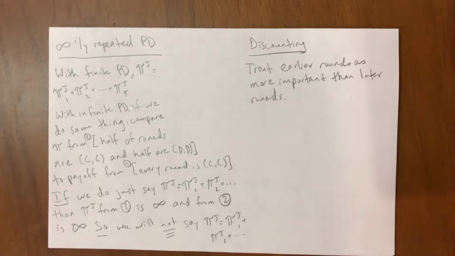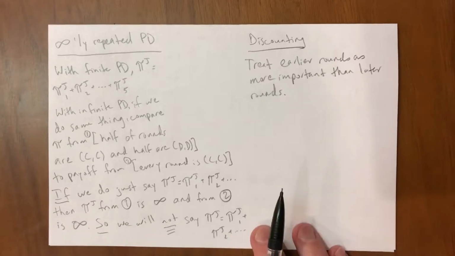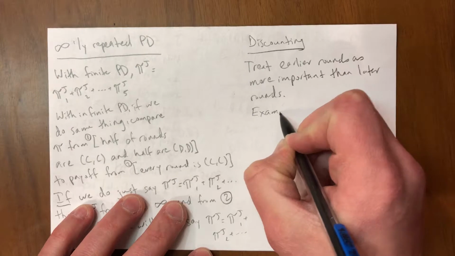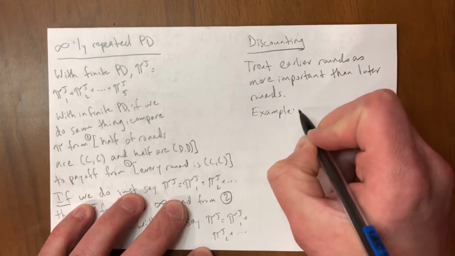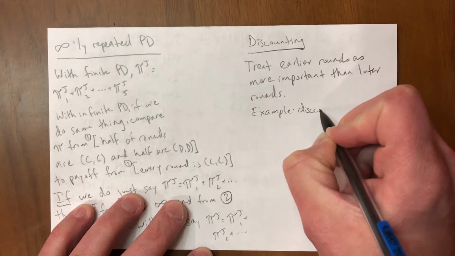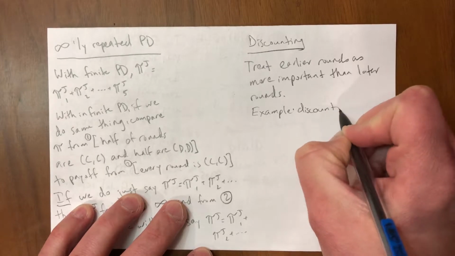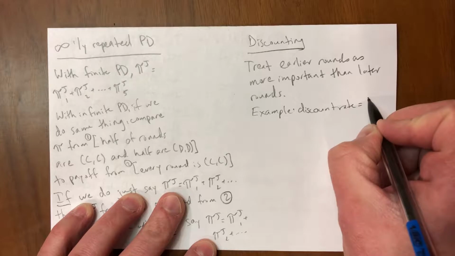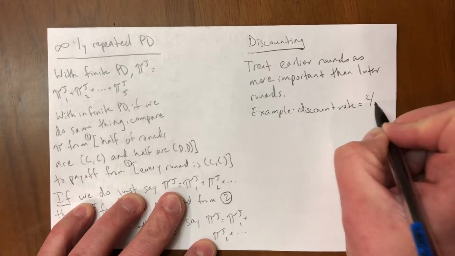Okay, so we're going to pick back up with discounting. So let's just start off with an example, right? Sometimes it's easier to deal with concrete numbers. So let's just use an example where the discount rate is equal to, let's say, 2/3.